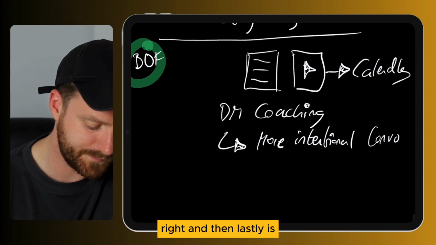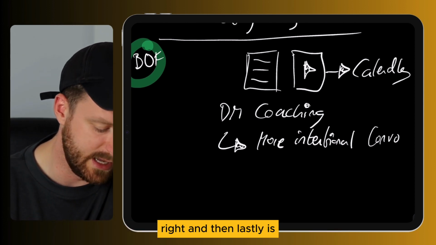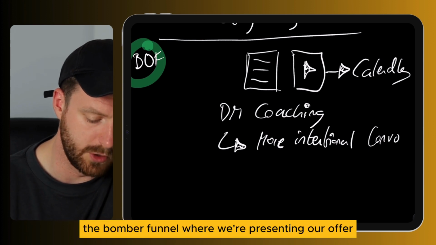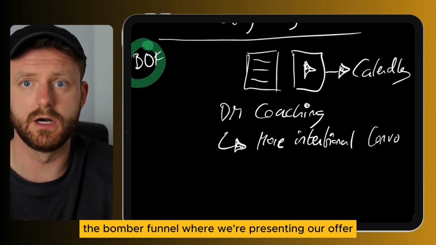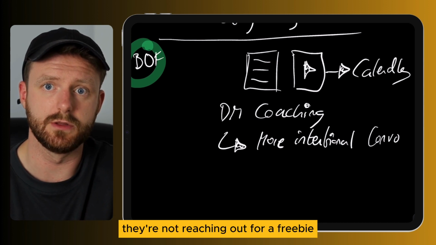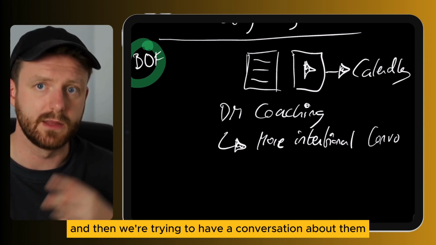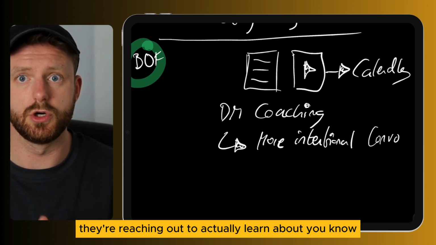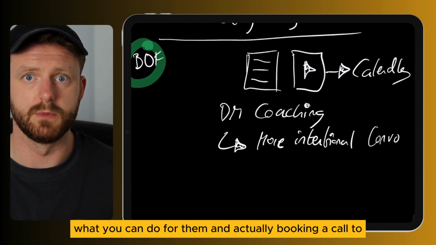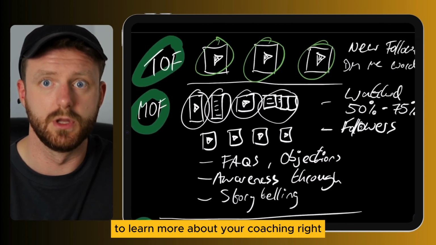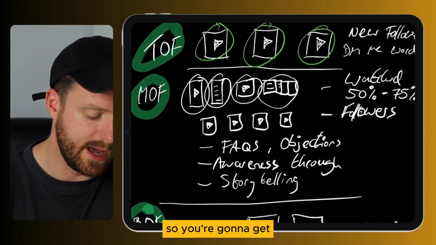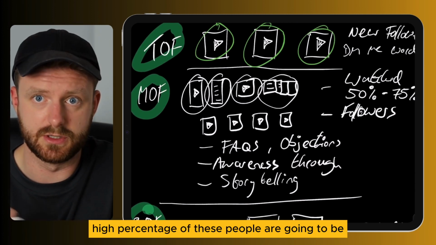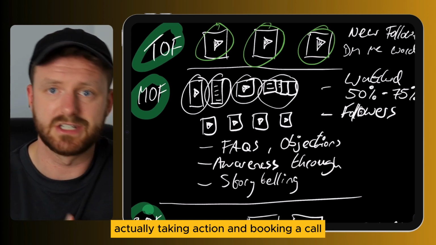And then lastly is the bottom of funnel, where we're presenting our offer. So when people are reaching out to you, they're not reaching out for a freebie and then we're trying to have a conversation and book them in for a call. They're reaching out to actually learn about what you can do for them and actually booking a call to learn more about your coaching, right? So you're going to get a high percentage of these people actually taking action and booking a call.